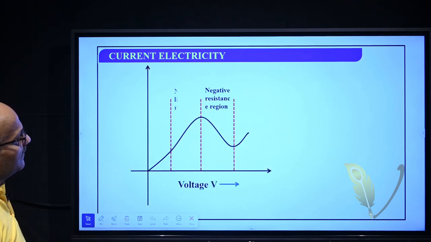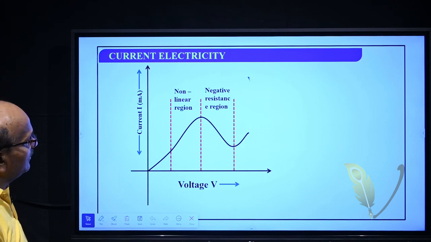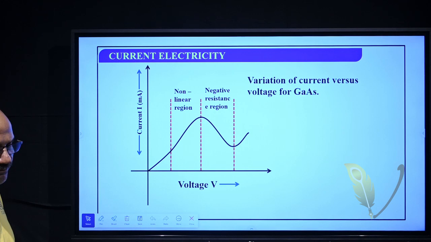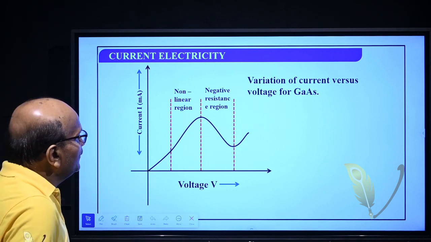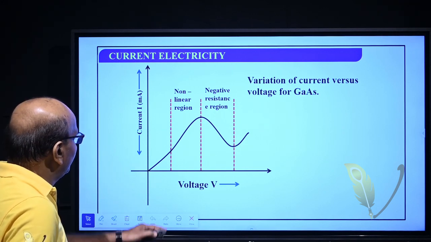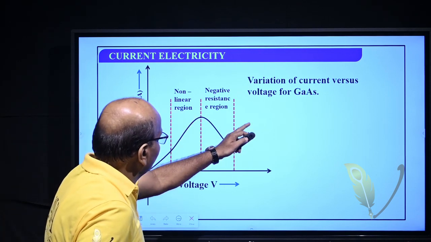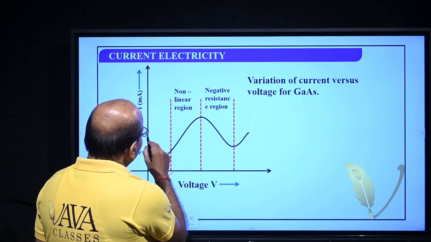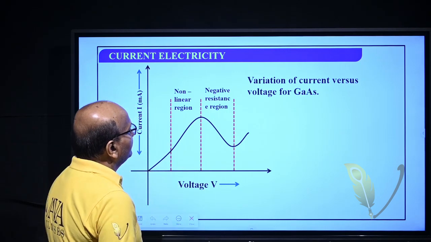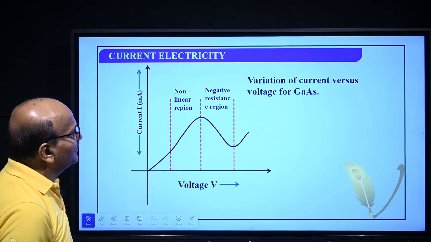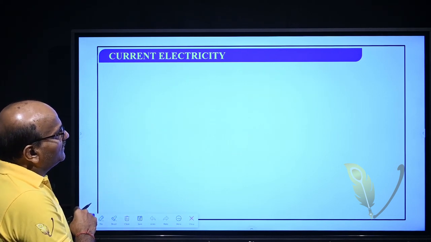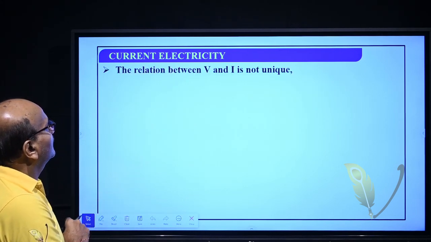So, this is gallium arsenide. Gallium arsenide is a compound semiconductor. In this conductor, if we apply voltage, the current variation will be in this way. That means we get the same current for different voltages, which is not possible. Therefore, these are also non-ohmic conductors.